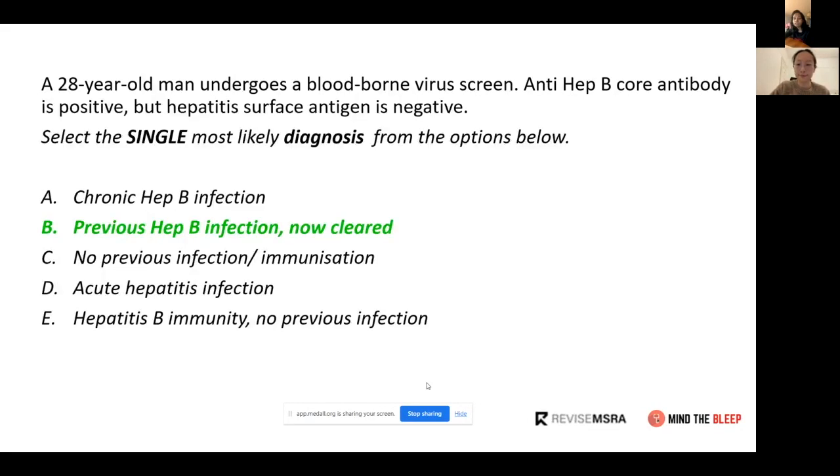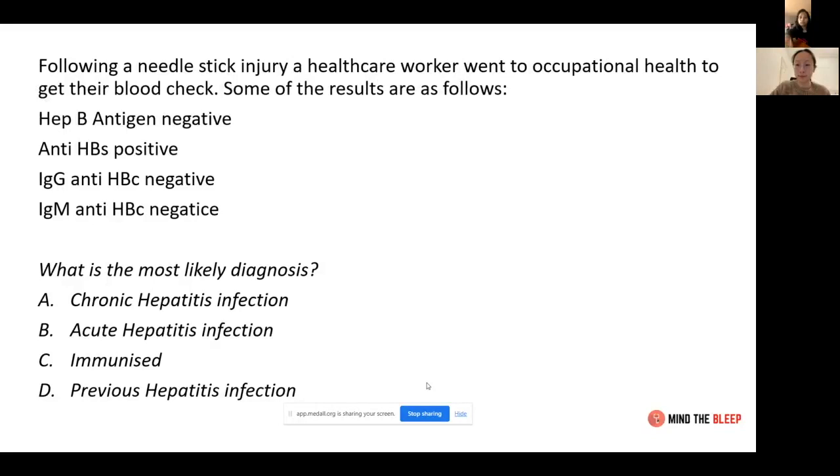Okay, so the next one. If we go through this step by step again, their antigen is negative, which could mean two things: previous infection or they've had immunization. And then if you look at their antibody, the antibody for the surface antigen is positive, but they don't have any against the core antigen, so it's not really breached into the cell to replicate and then produce the antibodies. Therefore, this person has been immunized.